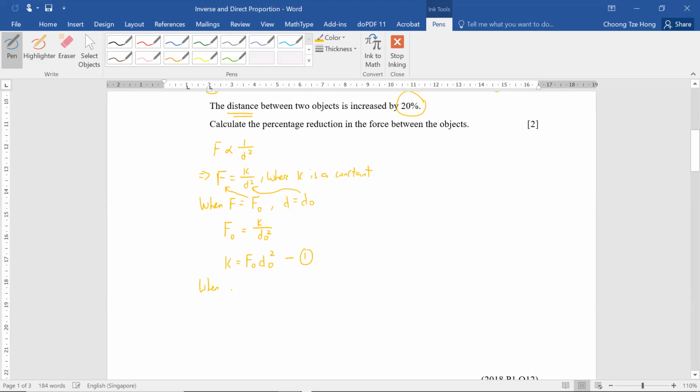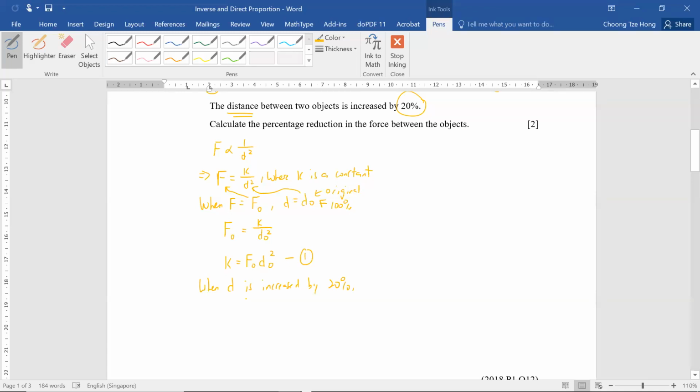So when d is increased by 20%, remember originally d was d naught. This is the original. When you increase something by 20%, it becomes 120%. So this original is 100%, then the new D will be 120%.